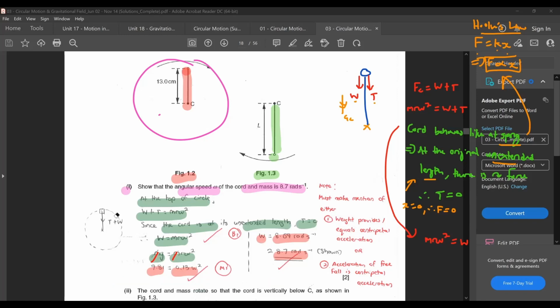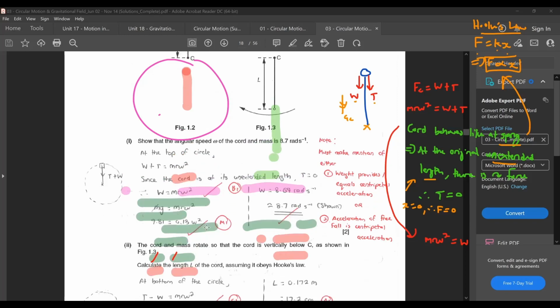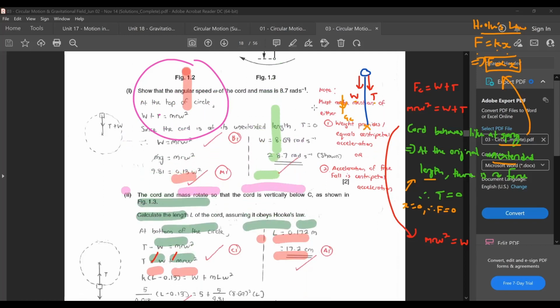Most of the examples you've done so far that involve a mass tied to a string, the string is not extensible. It cannot extend. But in this current question, the cord is actually extendable. It can extend with load like a spring. That's the one thing about this question that is a bit different from the rest that you've done so far. Then after that, we'll move on to part 2.